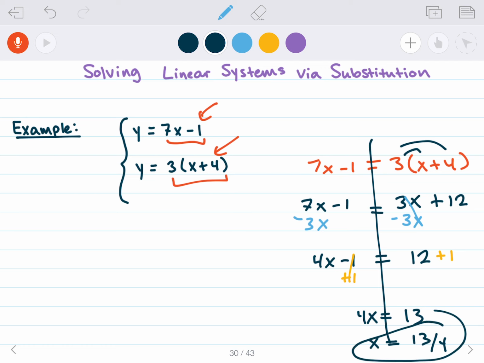If I'm actually looking for the y value as well, I would plug this in for x into either equation. So if I want the y value, I would do 7 times x minus 1. And let's see what this gives me. 7 times 13 over 4. And again, you can just stick this in Desmos if you want to. This is 91/4 minus 1.